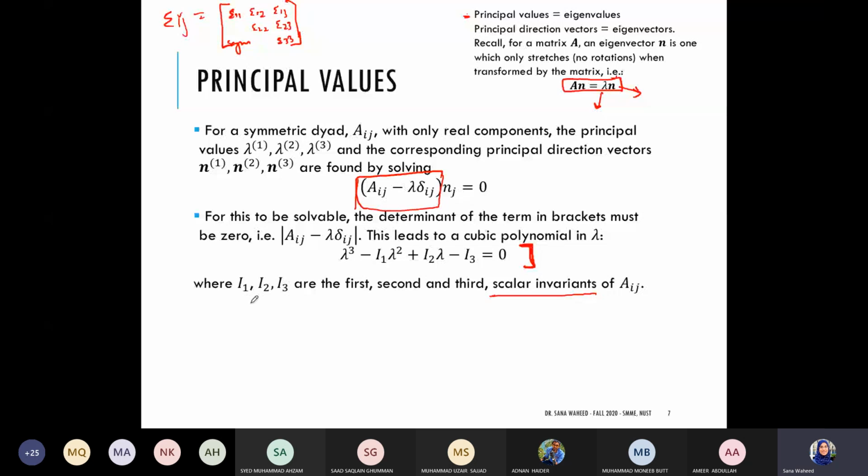These are special properties of that same matrix. So I1 is this: it's just A_ii. I'm going to ask you guys actually. So I1 is this A_ii. What is that of the 3x3 matrix? Post it in the chat, please.